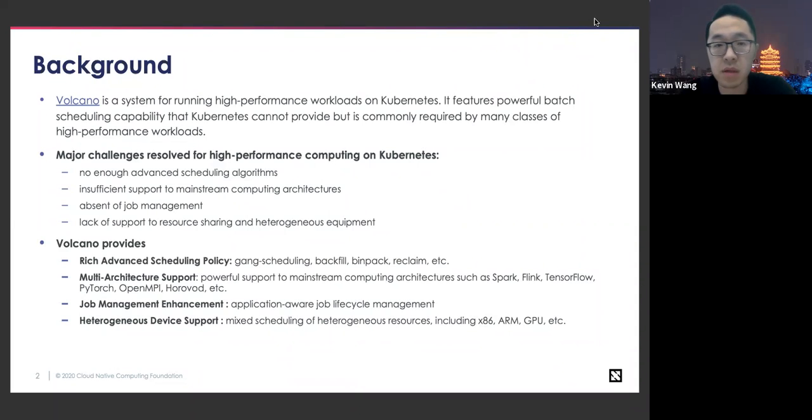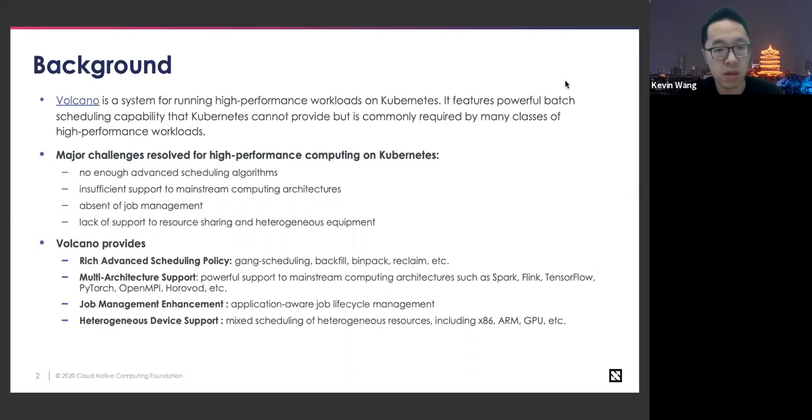So just to give some quick background, Volcano is a system to run high-performance workloads or computing-intensive workloads better on Kubernetes. Especially we are focusing a lot on batch scheduling, the batch computing ecosystem, to help them embrace the cloud native ecosystem. And the major challenges we observed in the early days when people were trying to transfer to Kubernetes: one of those was not enough advanced scheduling algorithms, especially compared to systems like Yarn or Slurm, sort of systems.